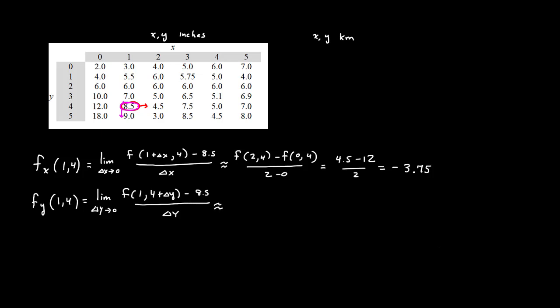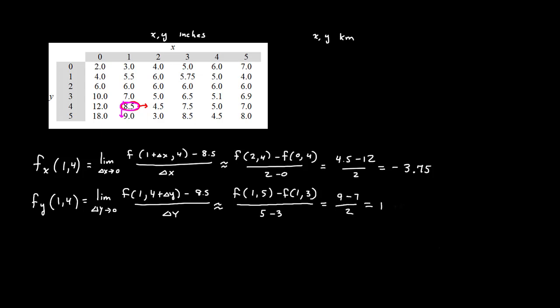And that's approximately, using the average on the nearest neighborhood, going to be f(1, 5) minus f(1, 3). Please note there are several ways to do it. I'm picking the points around it. That is not the only way to do it. And so what does this come out to be? 9 minus 7 over 2, which equals 1.